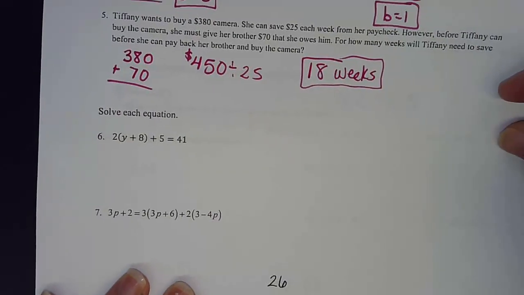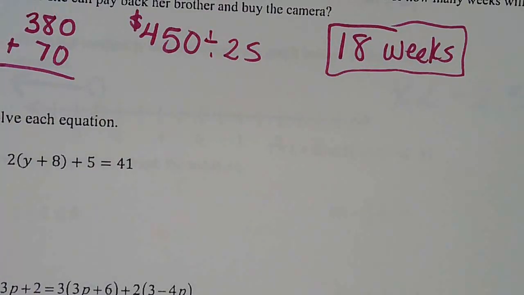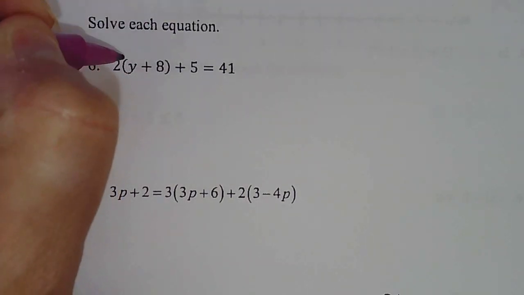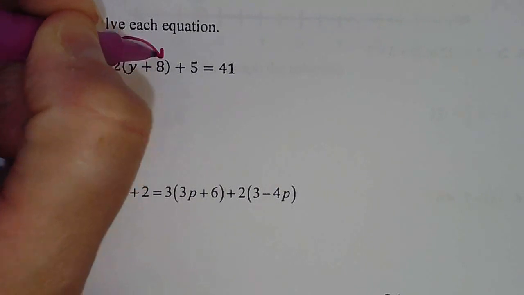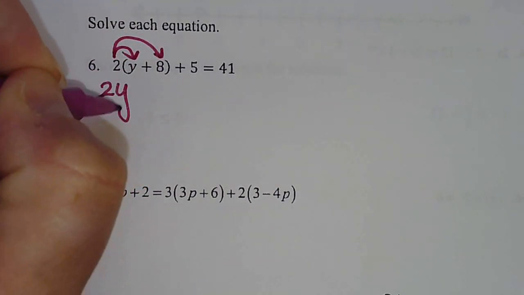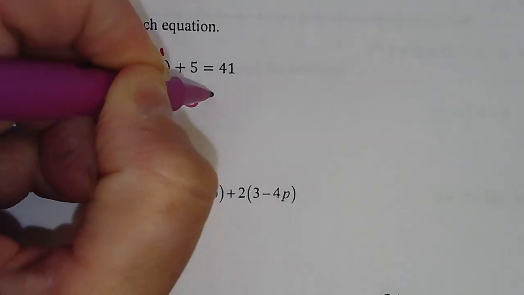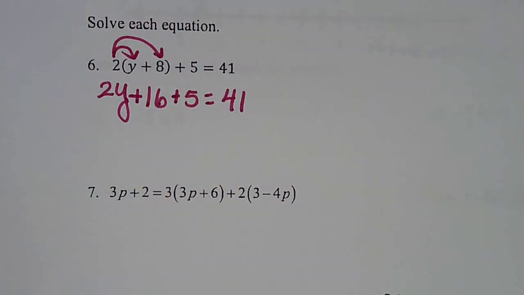Numbers 6 and 7 are very similar to the ones up top, except for now you have some multi-steps going on here. Ooh, I really like number 7 too. Number 6, you have to distribute. 2 times y is 2y. 2 times 8 is 16. Bring down the plus 5, bring down the equals, bring down the 41.